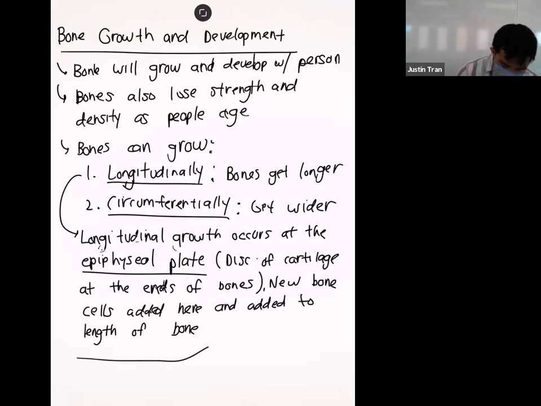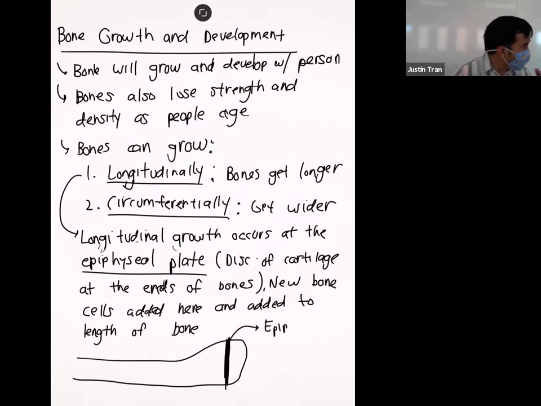And so if I draw a stereotypical long bone here, the epiphyseal plate is approximately near the end. It's not quite at the very end because at the very end, that's where the bone contacts other bones, and so that needs to be strong. But right past that part, right past the joint, that's where new bone cells are made.